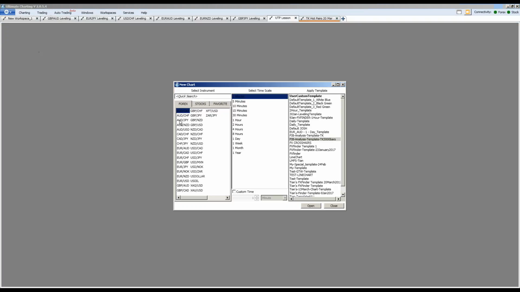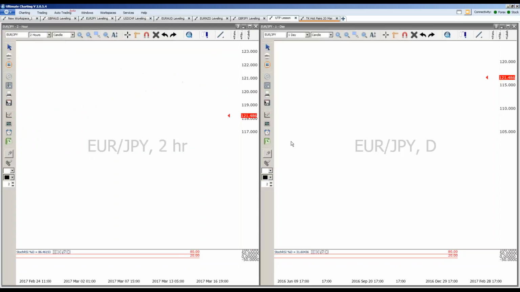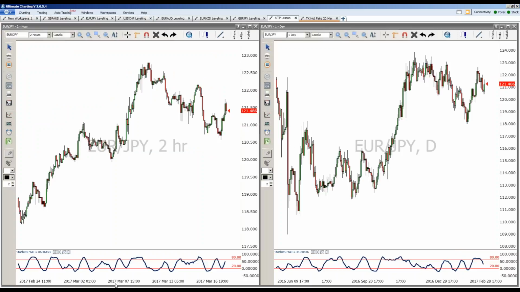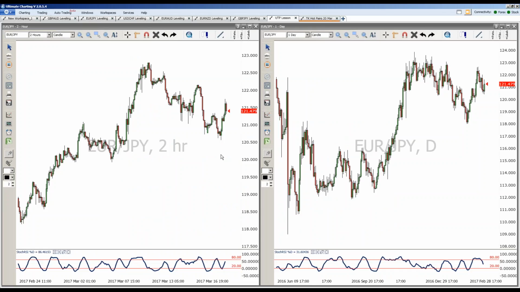And let's open up a daily chart and a 2-hour chart. There we go. And let me just go back to the manual. So the first thing is compress the charts and see if the market is in an uptrend or a downtrend. Find and mark your current ABCDs, sub-ABCDs and Fibonacci's on the daily chart and the 2-hour chart and adjust them as needed. Right, so let's go and have a look at the ABCDs.